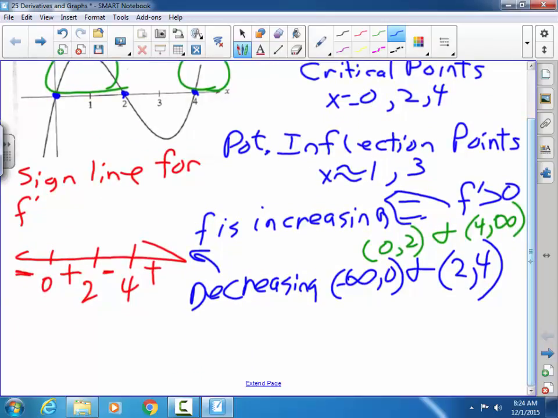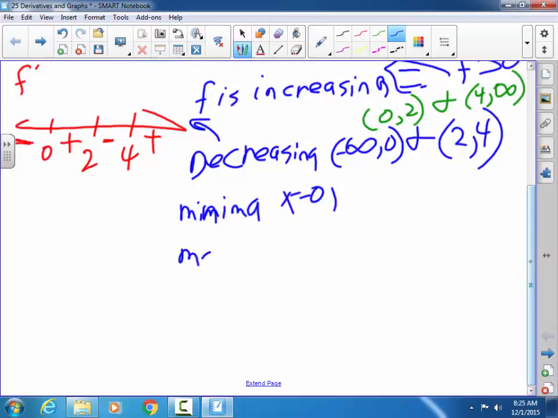Can we determine max and mins from the sign lines? Okay. Is 0 a max or a min? Or neither. 0 is a min. So for minima, we have x equals 0. What about for max? What about at 2? Because the derivative is positive before 2, it's negative after 2. So it's a max. And at 4, the derivative is negative before 4. The derivative is positive after 4. So 4 is a min.